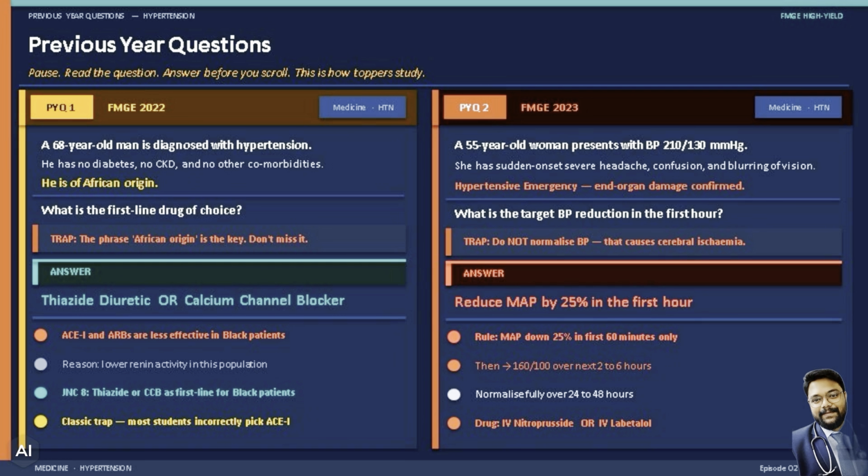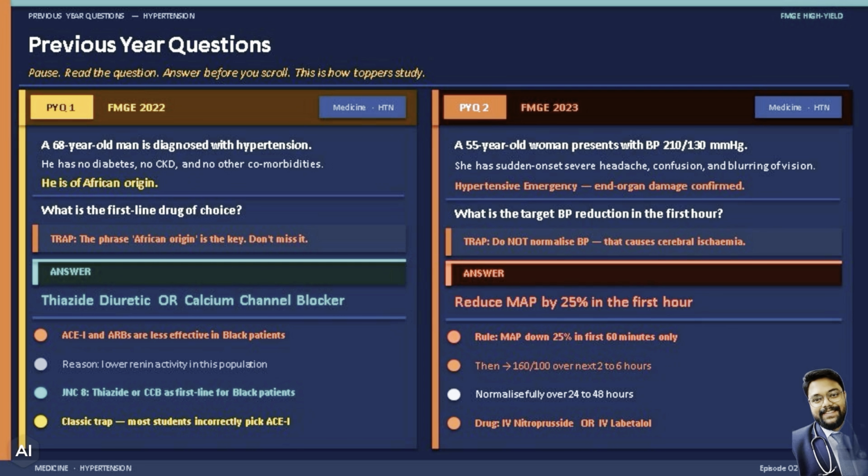PYQ2 FMGE 2023. A 55-year-old woman presents with blood pressure of 210/130. She has sudden onset severe headache, confusion and blurring of vision. What is the target blood pressure reduction in the first hour?